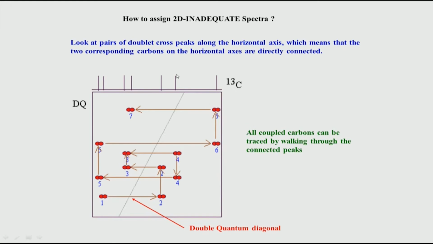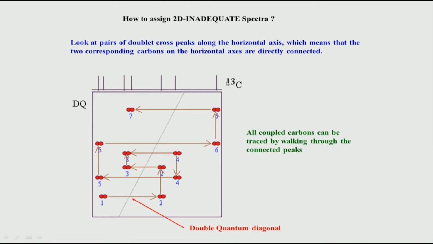So, as it says here, what information do you get from INADEQUATE? INADEQUATE looks at pairs of doublet cross peaks along the horizontal axis, which means that two corresponding carbons are directly connected. Suppose this is a carbon atom, shown here on this x axis; these lines are nothing but peaks of a carbon spectrum.